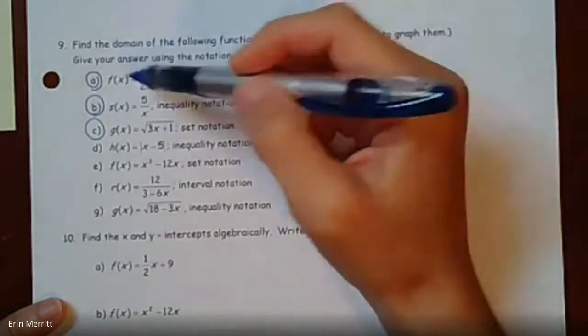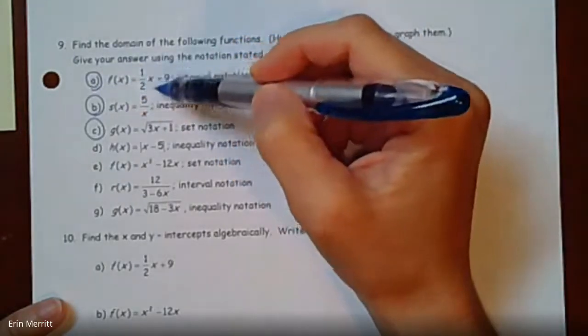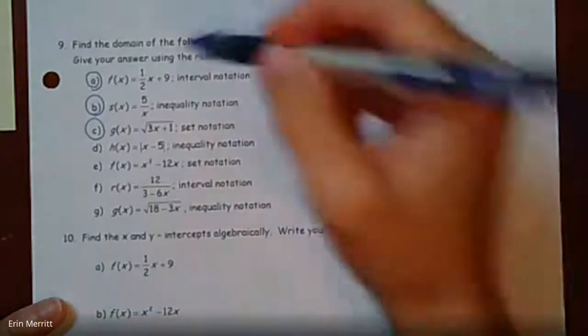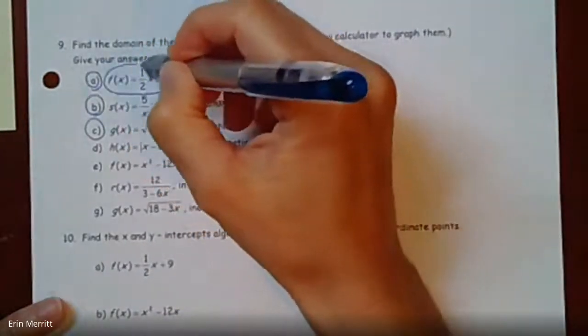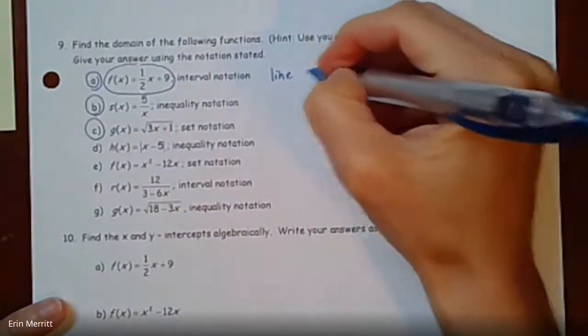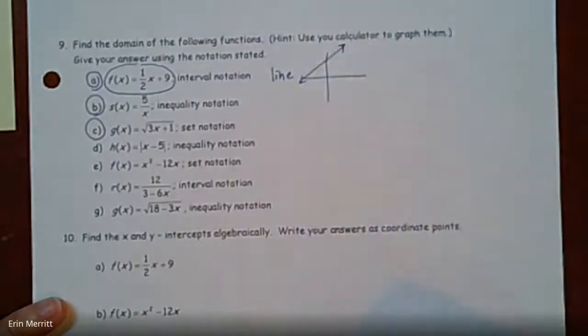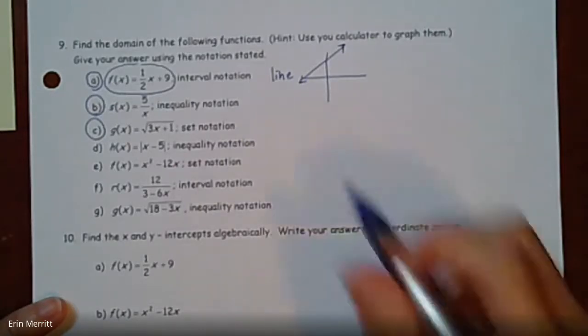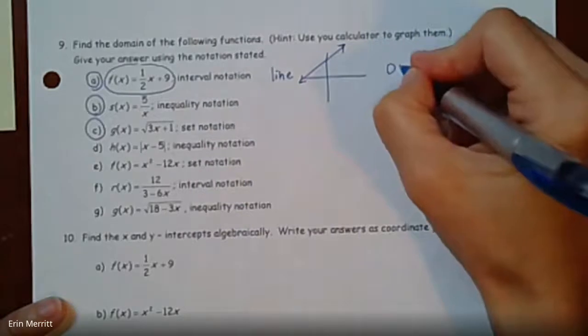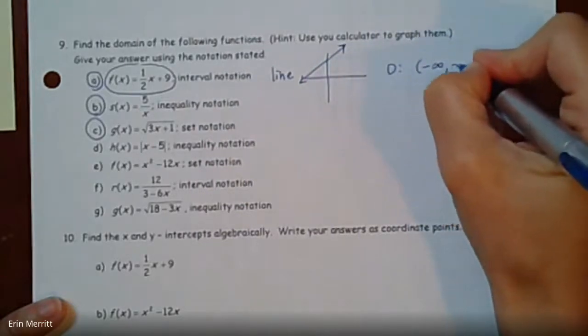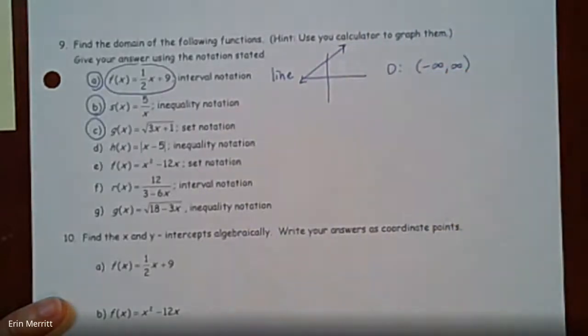All right. So for part A, when you see f of x equals 1/2 x plus 9, this, if I graph it, is just a plain old line. All right. So if I graph this guy, it would look something like this. It's going to extend forever, which means there are no restrictions on the domain. So in interval notation, the domain would go from negative infinity to positive infinity.